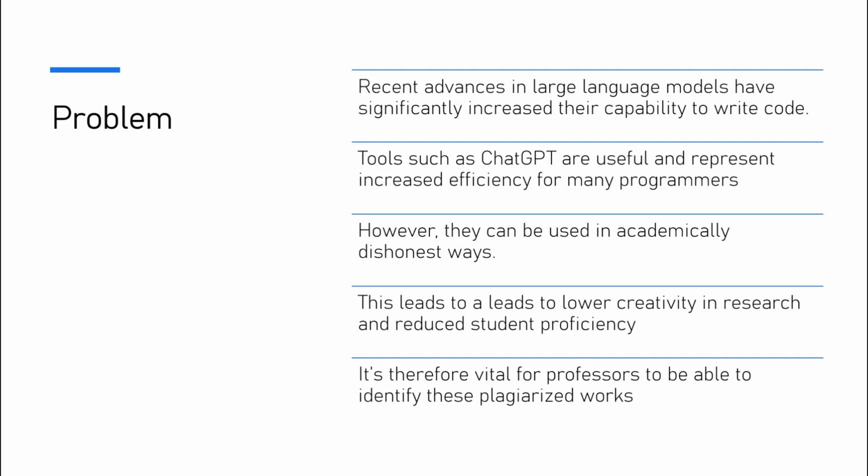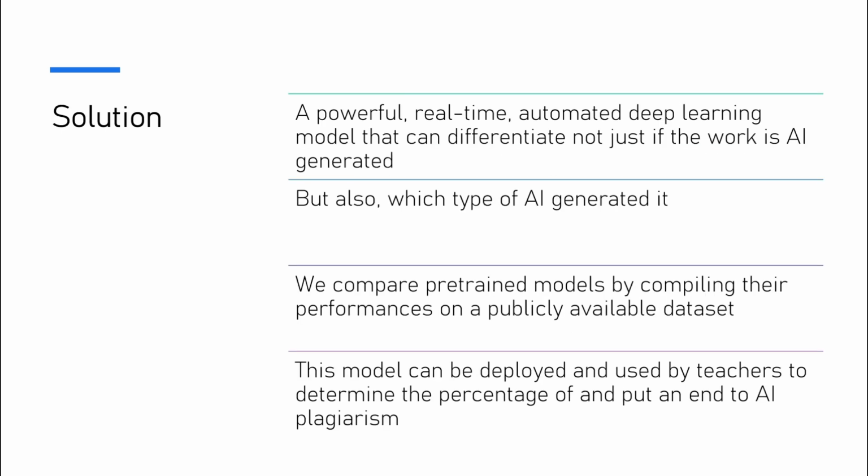So what is our proposed solution to do this? Well, we have a really powerful real-time automated deep learning model that can differentiate not just if the work is AI generated, but also which type of AI generated it. We did this by comparing 3 different pre-trained models and compiling their performances from a publicly available data set. And the resulting model that performed the best can be deployed and used by teachers to determine the percentage of AI-generated work and put an end to AI plagiarism.